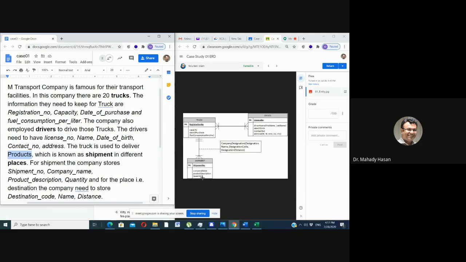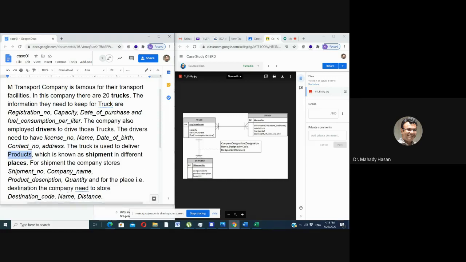Derived is something for which we need to do calculation on some other attribute. For example, your age depends on date of birth. So something like that is derived. Here quantity will never be a derived attribute. But other than that, this makes sense to me.